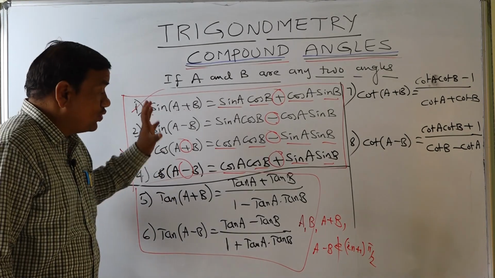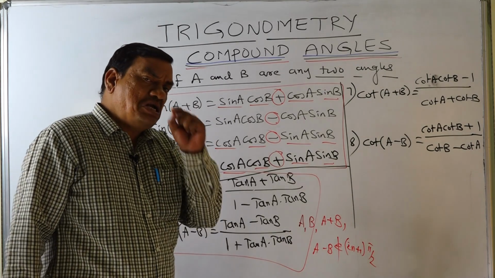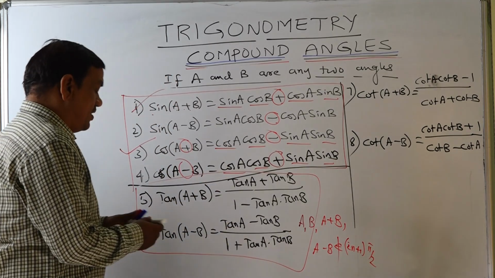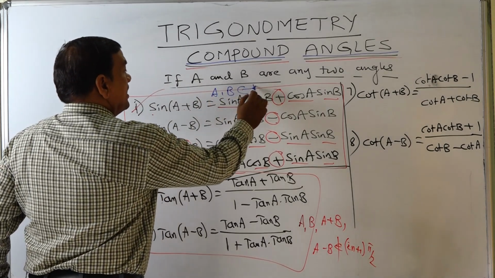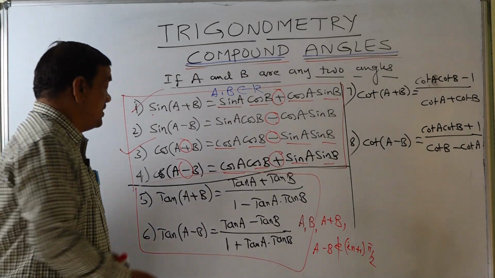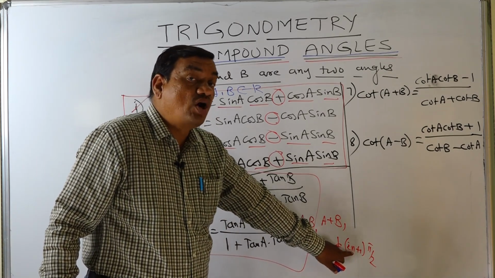Understand this? While learning these problems and formulas, whatever they may be, you should be careful about each and every point. Here A and B are any two real numbers. Any real angle means nothing but real numbers. But for these two formulas, A and B should not be integral multiples of pi by 2.